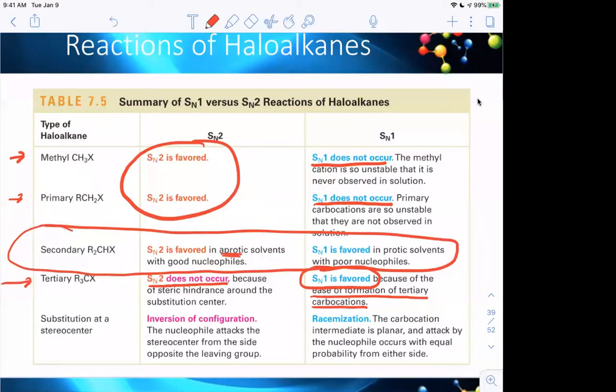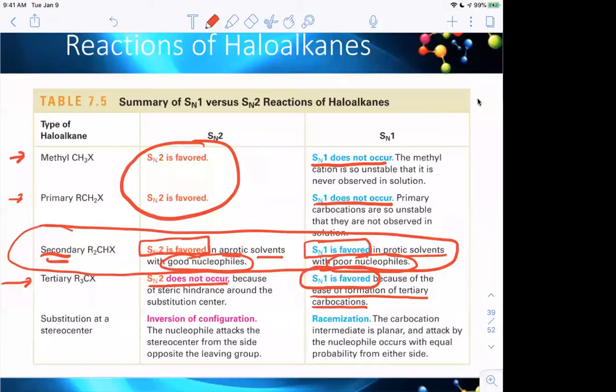If I have aprotic solvents and I have good nucleophiles, SN2 will be favored. If I have a protic solvent and I'm reacting with a poor nucleophile, SN1 is favored. So if I have a secondary halide that is undergoing a substitution reaction, to determine whether SN1 or SN2 is going to occur, I have to look at the nature of the solvent. If it's aprotic, it's going to favor SN2. If it's protic, it's going to favor SN1. I also have to look at the nature of the nucleophile. If it's a good nucleophile, it'll favor SN2. If it's a poor nucleophile, it will favor SN1. So this secondary requires much more analysis in order to figure out what's happening.